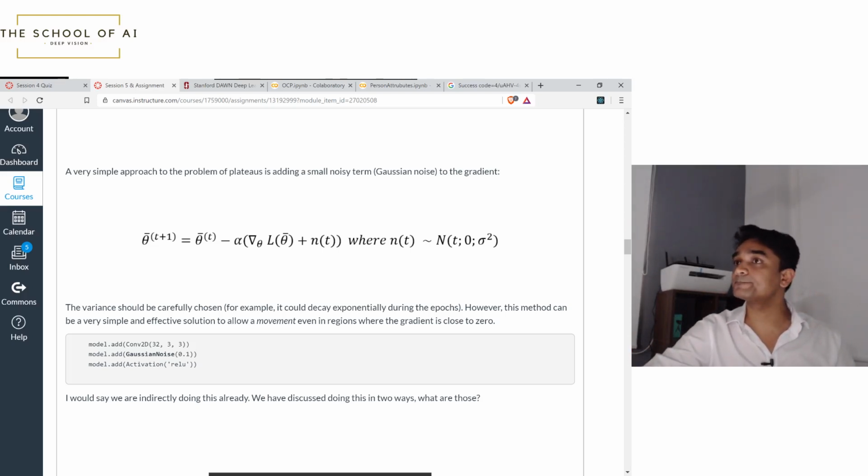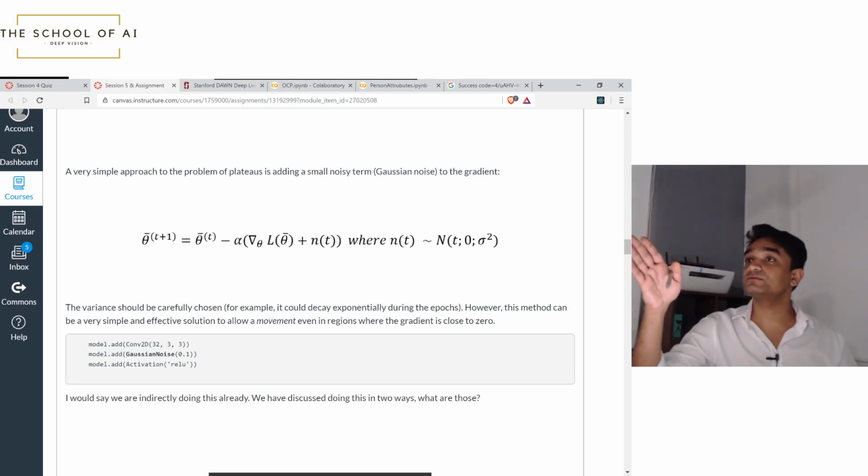Is there any particular reason why we have got Gaussian noise? Gaussian noise is always close to 0.